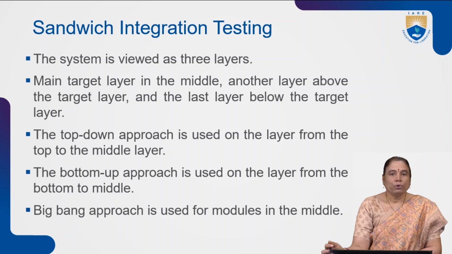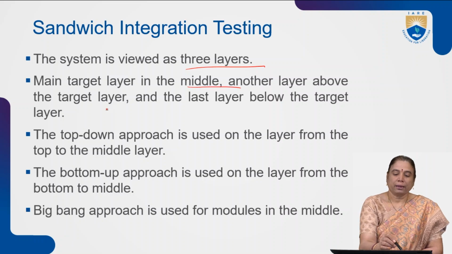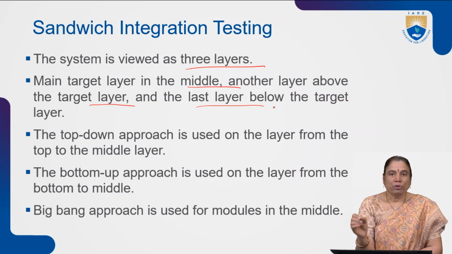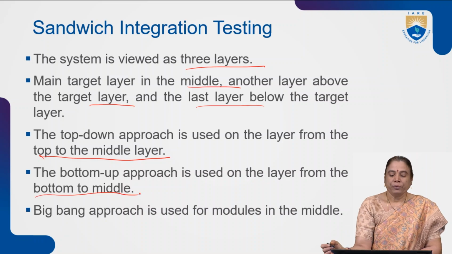The combination of both top level and bottom up approaches is generally considered as sandwich integration testing. So here the system can be viewed as 3 layers. The main target layer in the middle, another layer above the target layer, and the last layer is below the target layer. So the top-down approach is used on the layer from the top to the middle layer, and the bottom-up approach is used on the layer from the bottom to the middle. Big Bang approach is used for the modules in the middle.